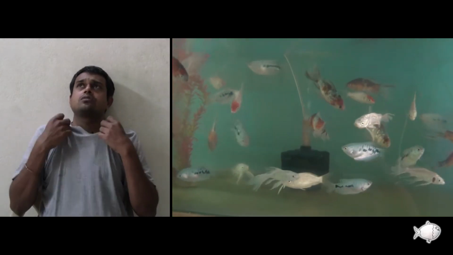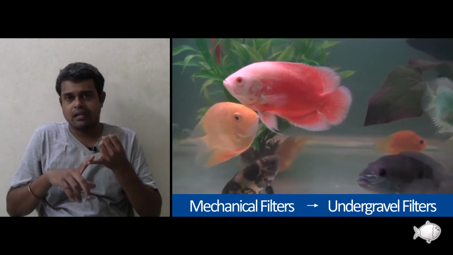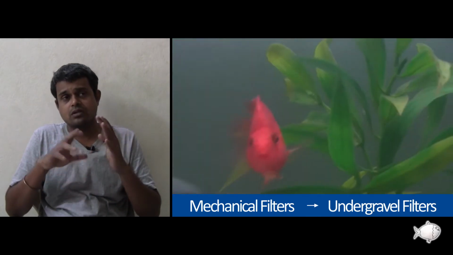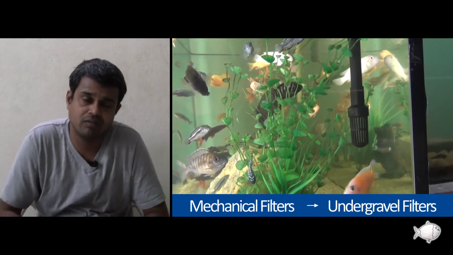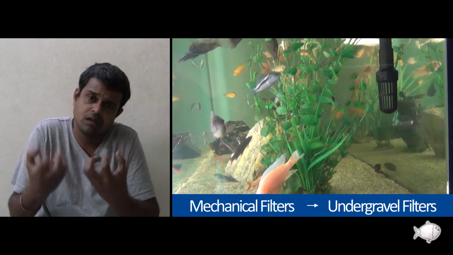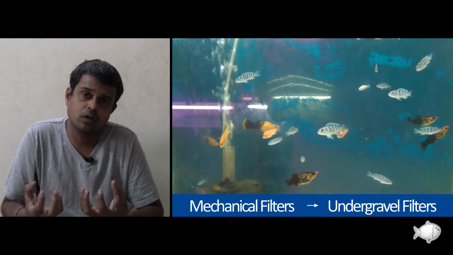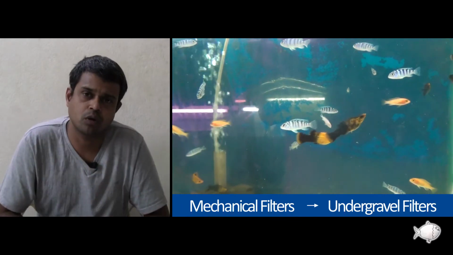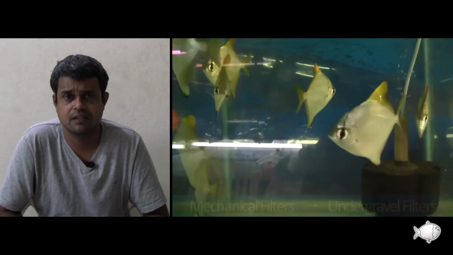So let's talk about the mechanical filters. What are mechanical filters? They are filters which work in a simple mechanical way, for example undergravel filters. They are simple mechanical filters. They just suck the water, trap the waste between the rocks, and pump the fresh water out. Like this, there are many types of mechanical filters.